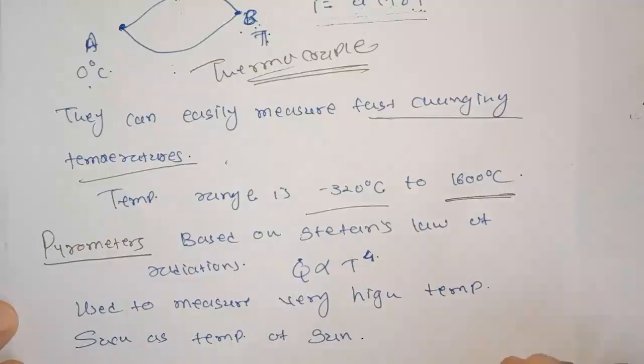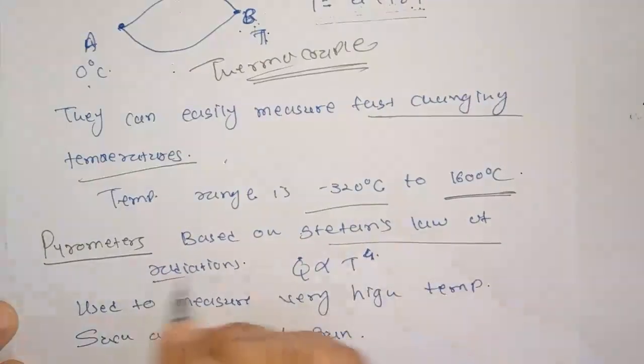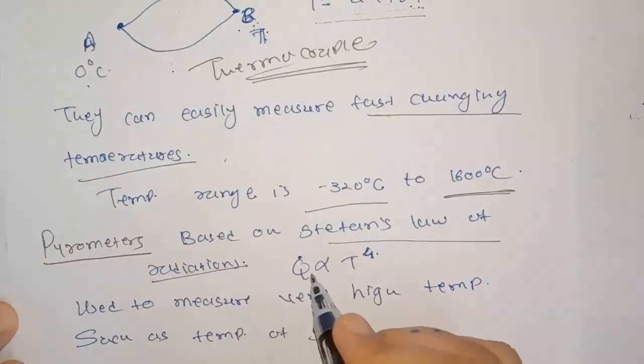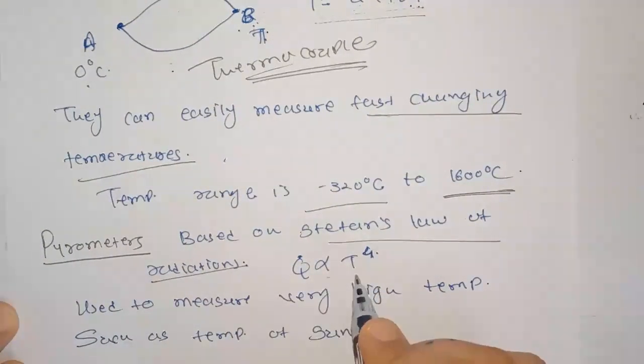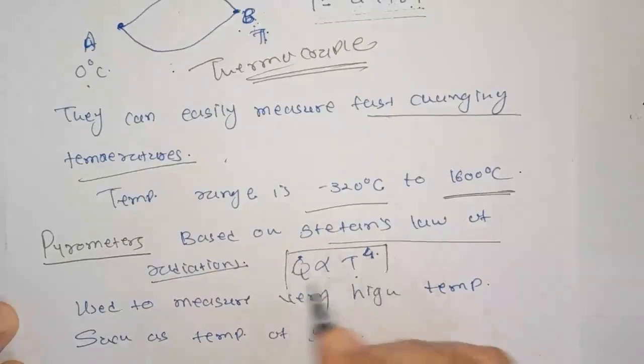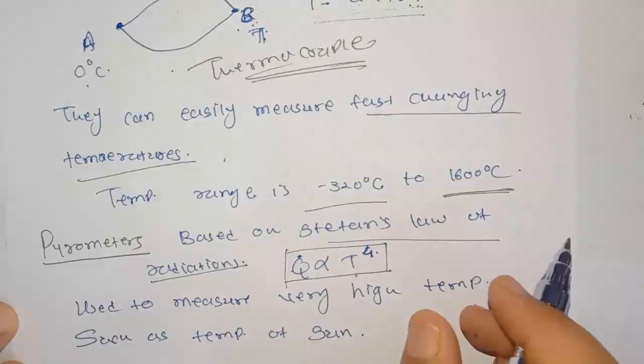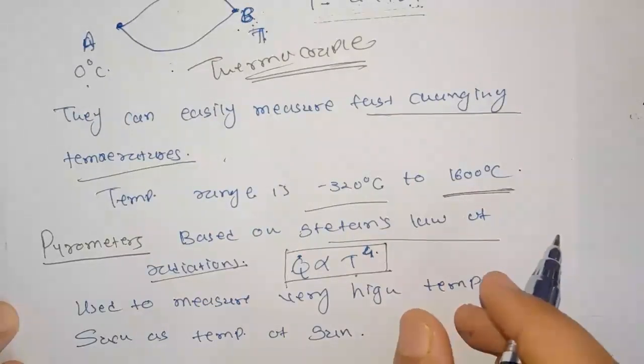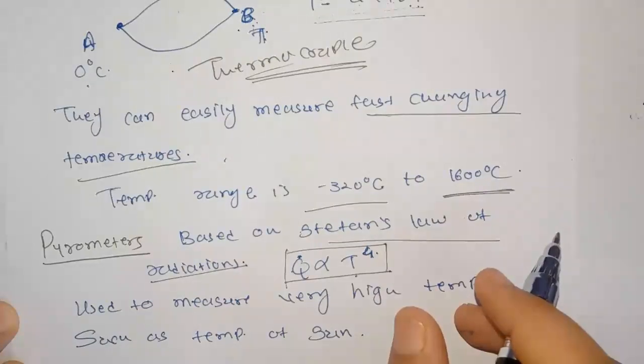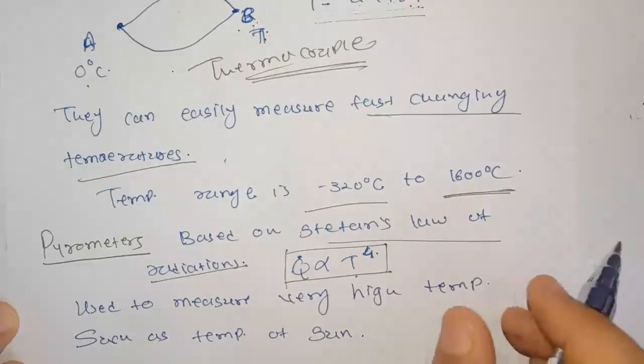The next type of thermometers are the pyrometers. These devices are based on Stefan's law of radiation, which states that the heat radiated by a body is directly proportional to temperature power 4. It measures very high temperatures, that of furnaces or temperature of the sun.